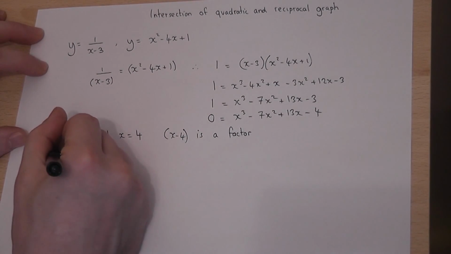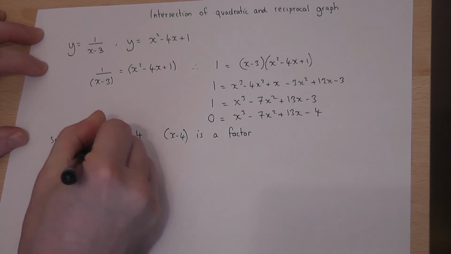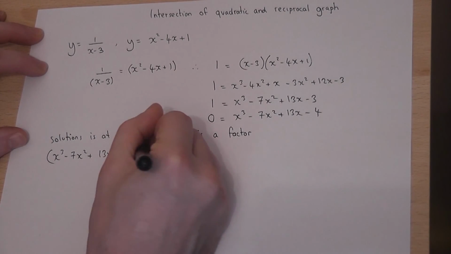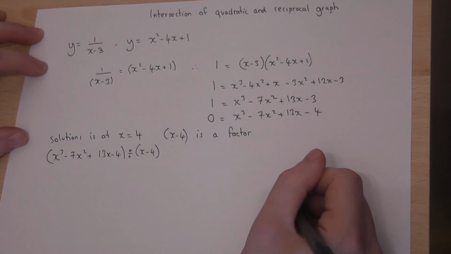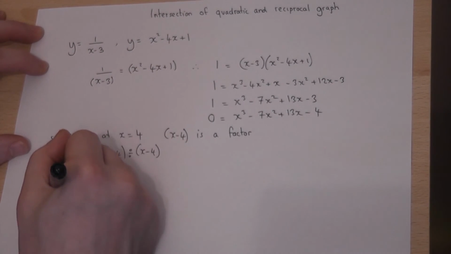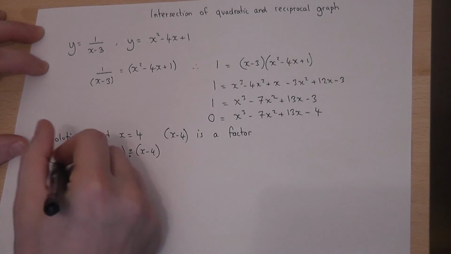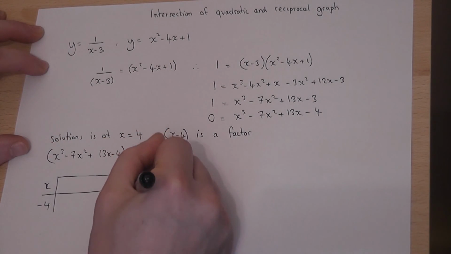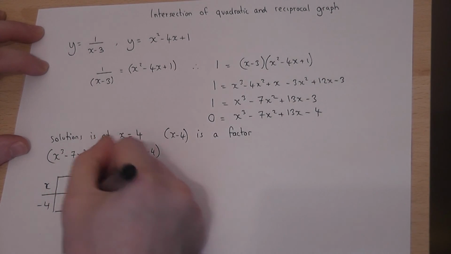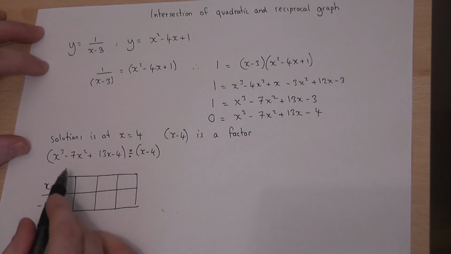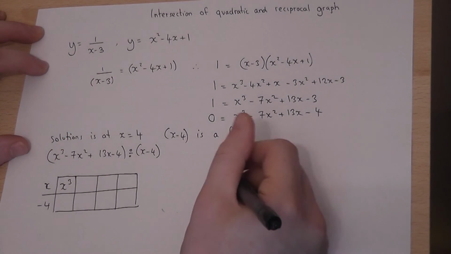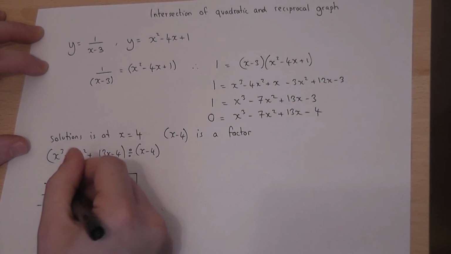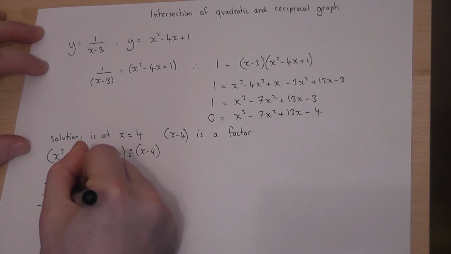So I want to work out what x cubed minus 7x squared plus 13x minus 4 divided by my factor is. Now for this I use a grid method. So I put my factor of x and minus 4 down the left hand side, and then work through as follows. Okay, I want an x cubed. So therefore x times what is x cubed? Well, x times x squared. And minus 4 times x squared is minus 4x squared.